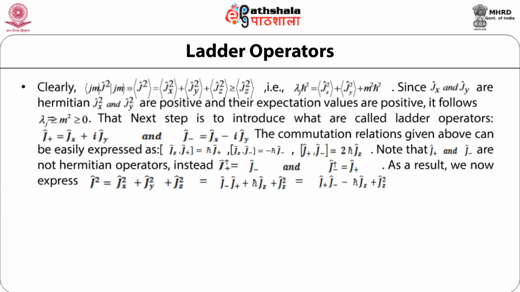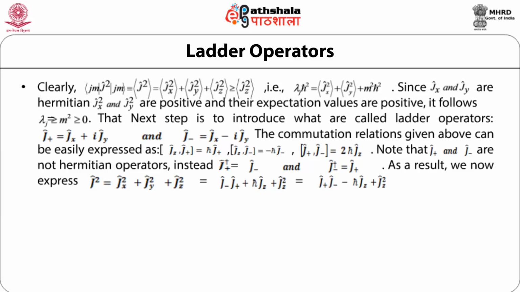So one can note over here that the operators J_+ and J_- are not Hermitian operators, but instead J_+ dagger, that is the adjoint of J_+, is equal to J_-, and similarly the adjoint of J_-, that is J_- dagger, is equal to J_+.